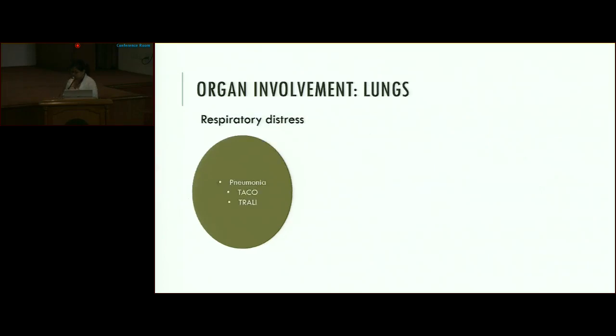Coming to organ involvement, that is lungs, she developed in-hospital respiratory distress. So we can have a broad differential of pneumonia in an immunocompromised host, transfusion-associated circulatory overload, and transfusion-related acute lung injury. The points which favor pneumonia are she was an immunocompromised host, she had fever, cough, and a unilateral involvement of lungs on chest X-ray.